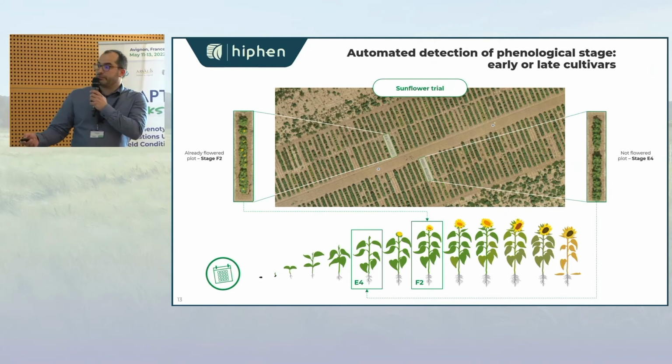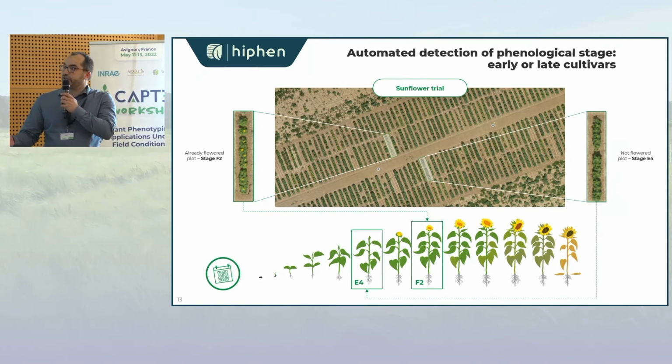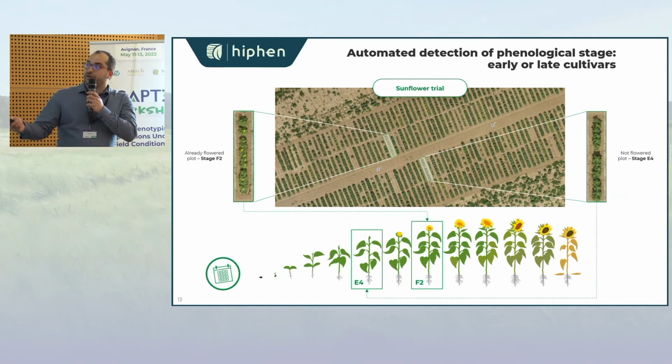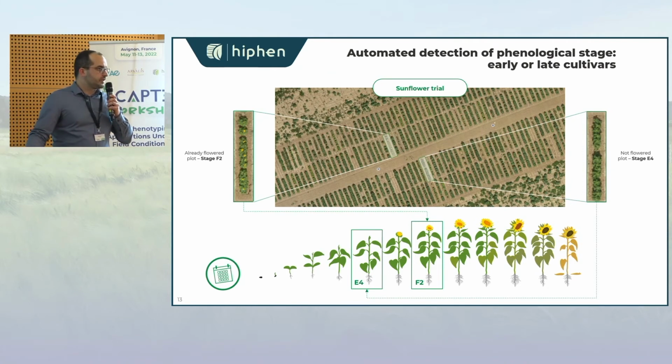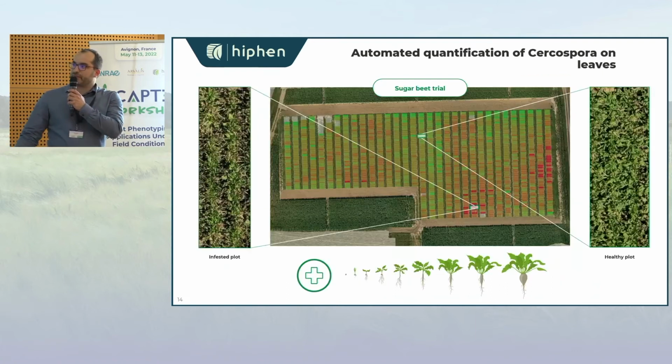I'm showing a basic example on sunflower. You know, they were also not at the same time. This one is already flowering. This one is not flowering. Can I have that across 10,000 lines in just one drone flight? That makes a lot of value for me.